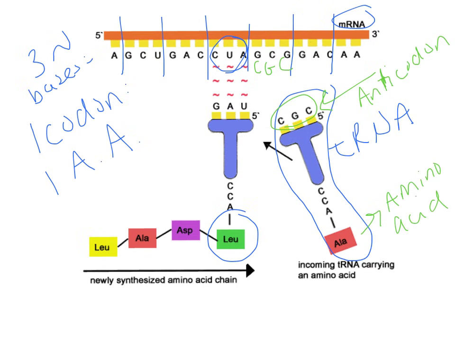And transfer RNAs are amino acid specific. Like this particular transfer RNA only carries alanine. This particular transfer RNA over here only carries leucine. So if the anticodon matches the codon, then that's how it knows which amino acid comes next.